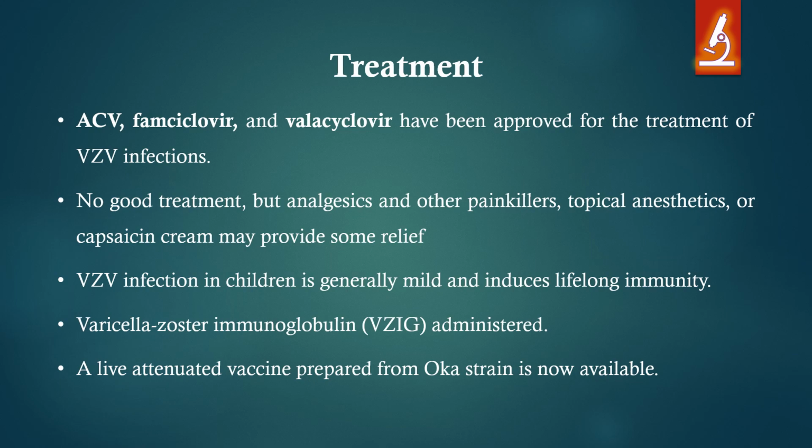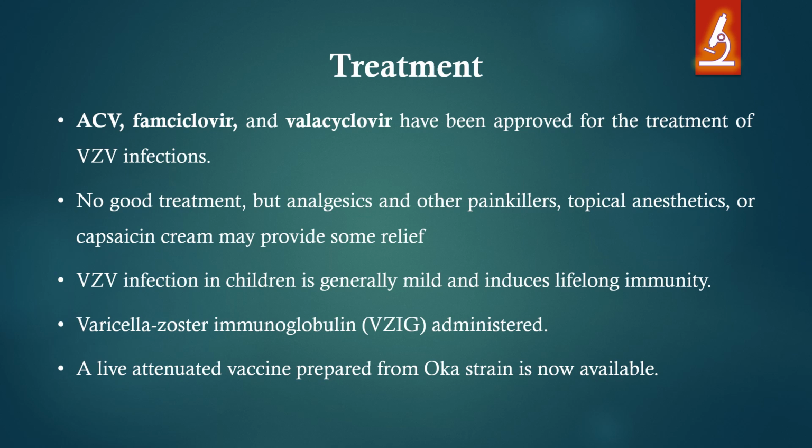Treatment. Treatment may be appropriate for adults and immunocompromised patients with varicella infections and also for shingles infection. But no treatment is usually necessary for children with varicella. Acyclovir, famciclovir, and valacyclovir have been approved for the treatment of varicella infections. There is no good treatment for the post-herpetic condition, but analgesics and other painkillers, topical anesthetics, or capsaicin cream may provide some relief from the post-herpetic neuralgia that follows zoster.